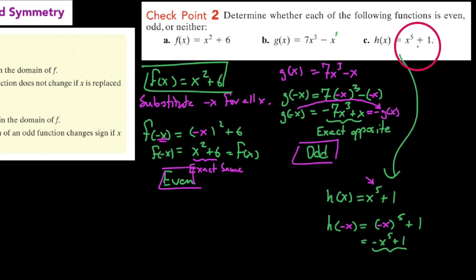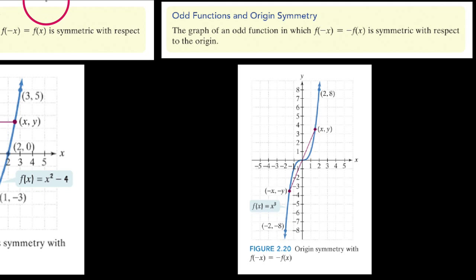And if it's exactly the opposite, which it's not, I notice that the x to the fifth changed its sign, but this positive 1 didn't change its sign, so it's not odd. So we're going to say that this is neither even nor odd. So our check for even and oddness is to plug in a negative x and say, did it stay the same? Is it even? Or did it change completely and become its opposite and become odd?